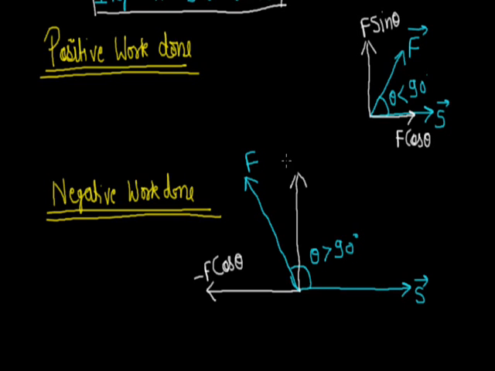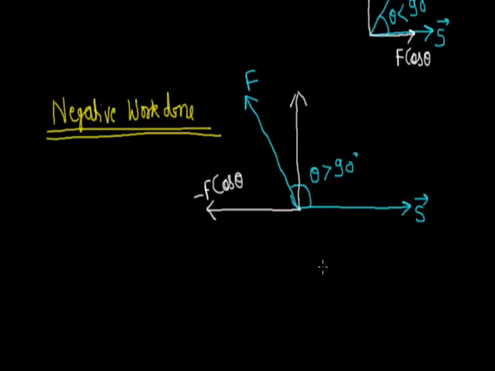So the work done by this vertical component of force will be 0, and when we calculate the work done by this horizontal component, we get the net work done will be negative. So we can say when the angle between force and displacement is an obtuse angle, then the net work done will be negative.